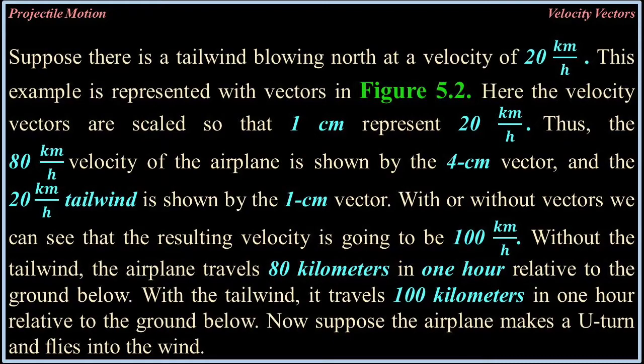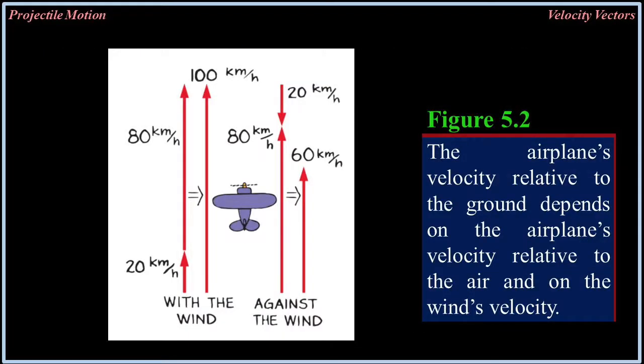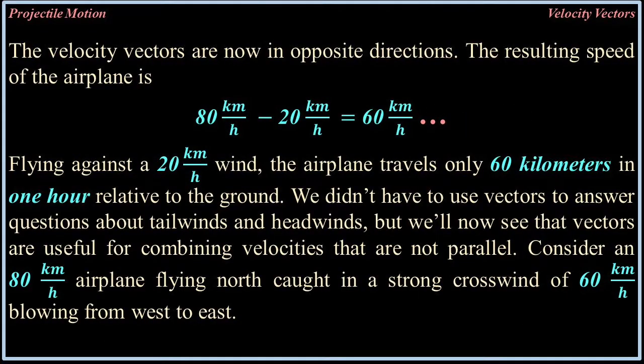Now suppose the airplane makes a U-turn and flies into the wind. Figure 5.2. The airplane's velocity relative to the ground depends on the airplane's velocity relative to the air and on the wind's velocity. Consider this figure very carefully. It will help you with the early calculations. The velocity vectors are now in opposite directions. The resulting speed of the airplane is 80 minus 20, which equals 60 kilometers per hour.